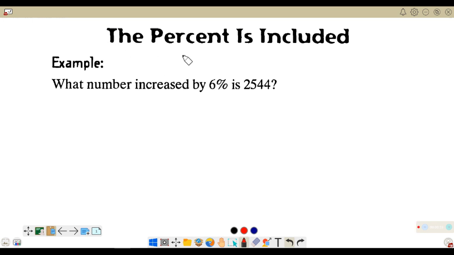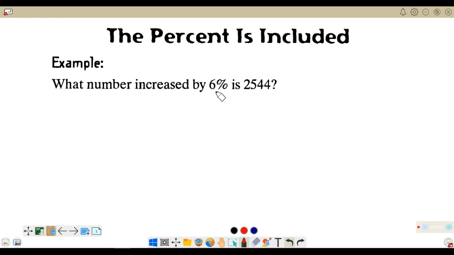This time, we will start our lesson with this topic, the percent is included. So we will start with a problem. We have here: what number increased by 6% is 2,544. So let's break down the problem.